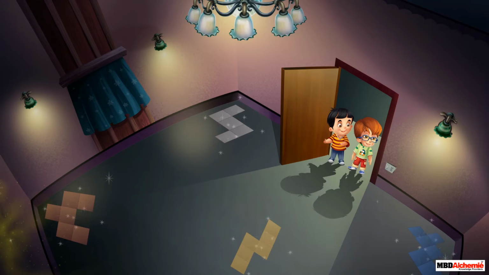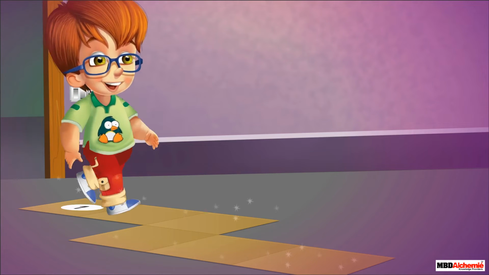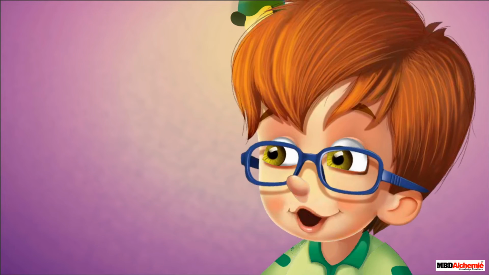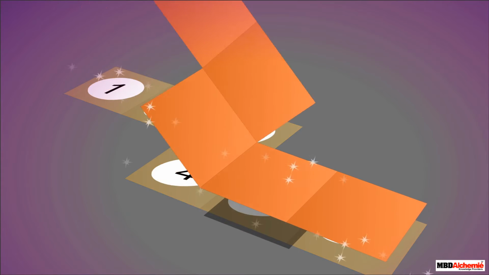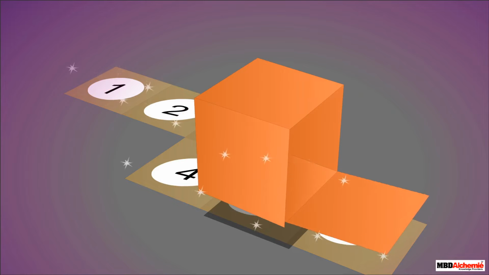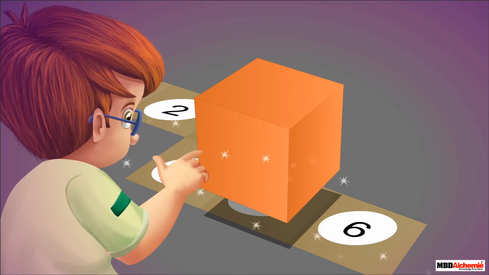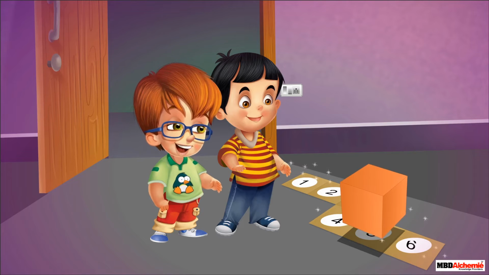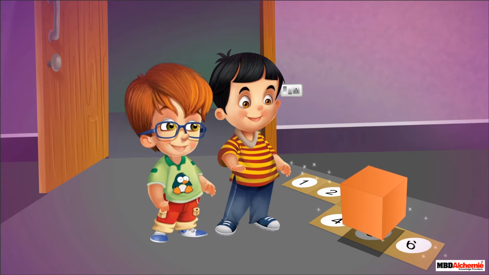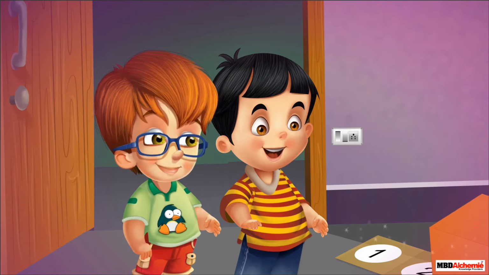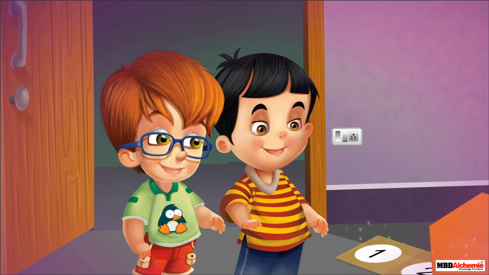Wow! What is this? 1, 2, 3, 4, 5 and 6. 6 equal squares are joined together. Look! They are forming a cube. This is amazing! This is the net of the cube. All the faces, when folded, form a cube. Come on, Neil. Let's see the other net.